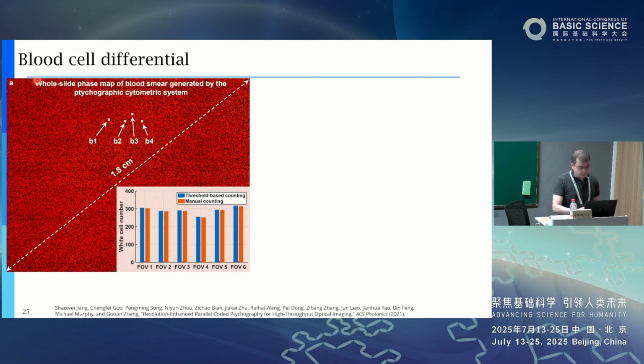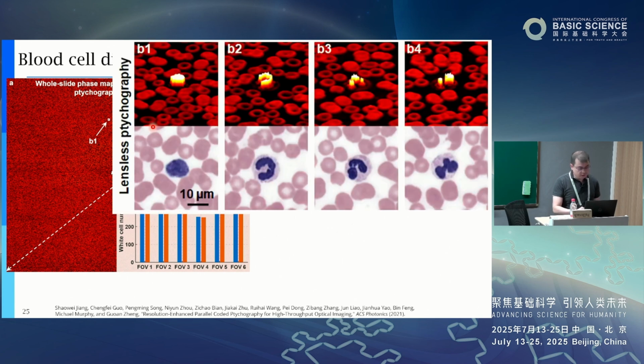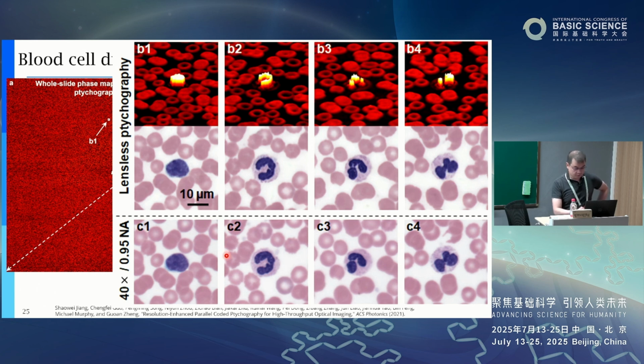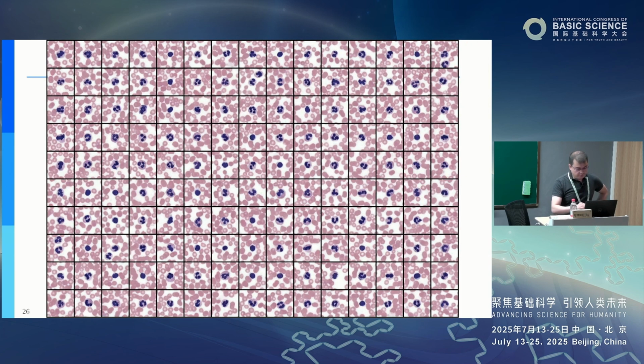We can also perform blood cell differential counting. This is again a 1.8 centimeter imaging area. You can zoom into this very tiny spot, and you can see those white blood cells. That is the phase of the white blood cells, and those are the intensity of the white blood cells. You can also compare with the conventional optical microscope, like a 40x objective lens, and you can see that they look very similar to each other. From there, we can perform white blood cell differential counting. We can count how many types of white blood cells there are, and the ratios of the white blood cells within the blood sample.